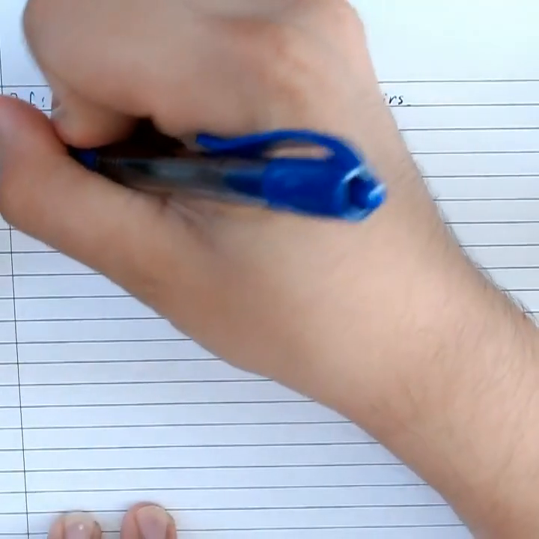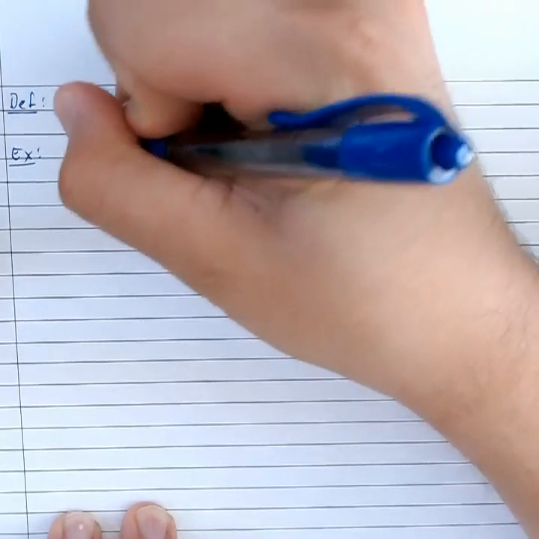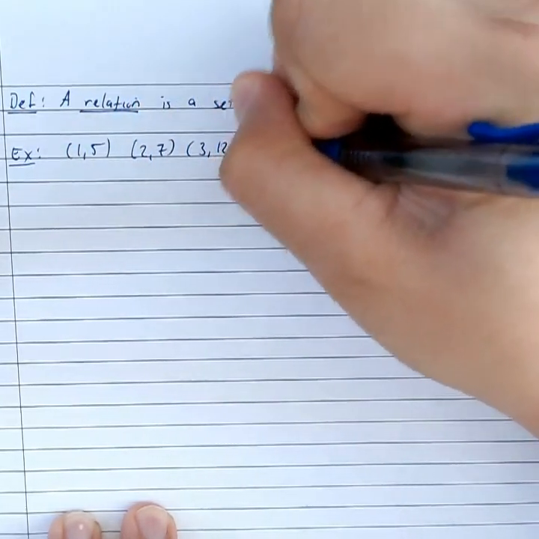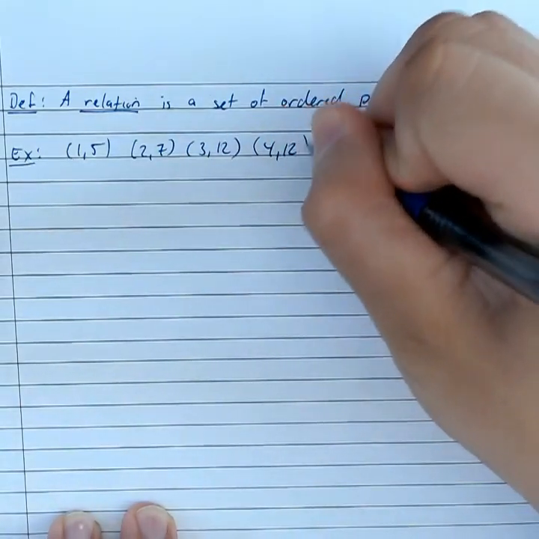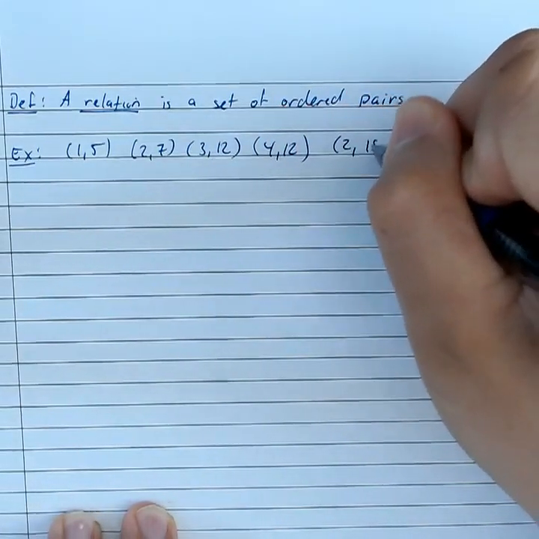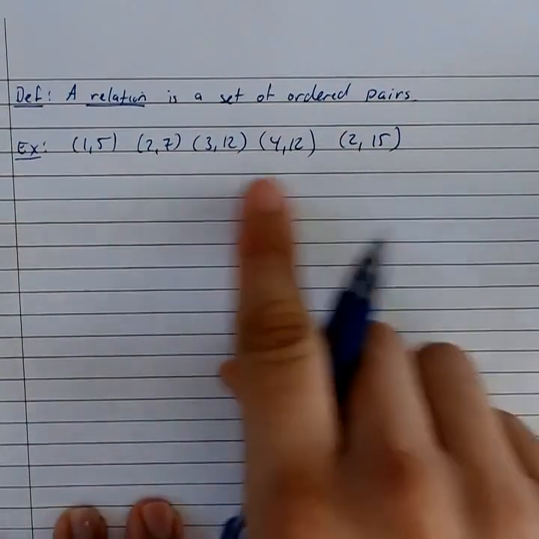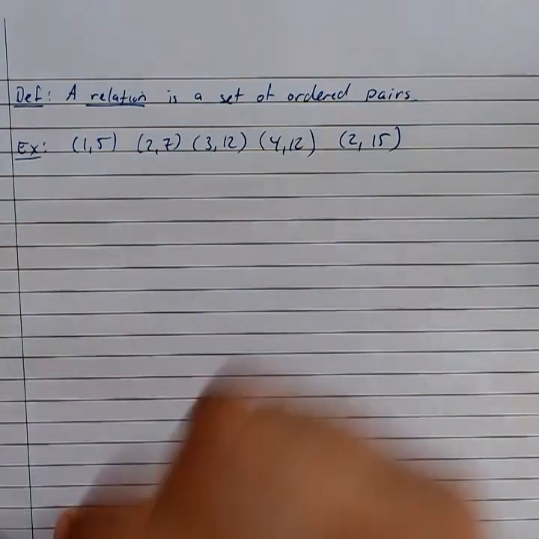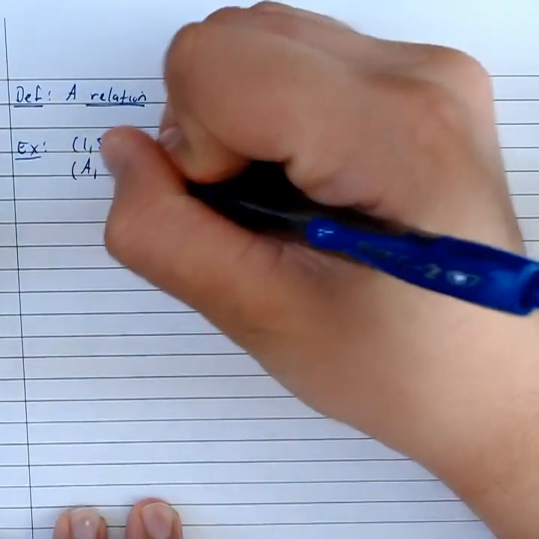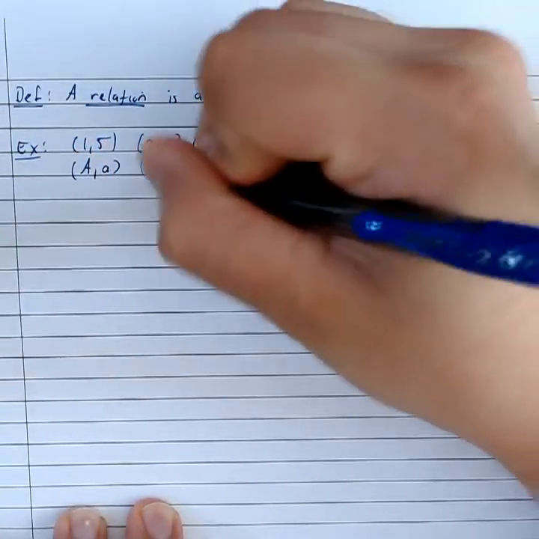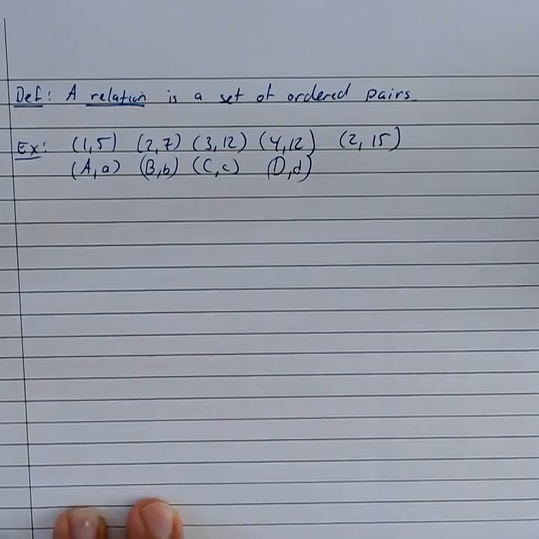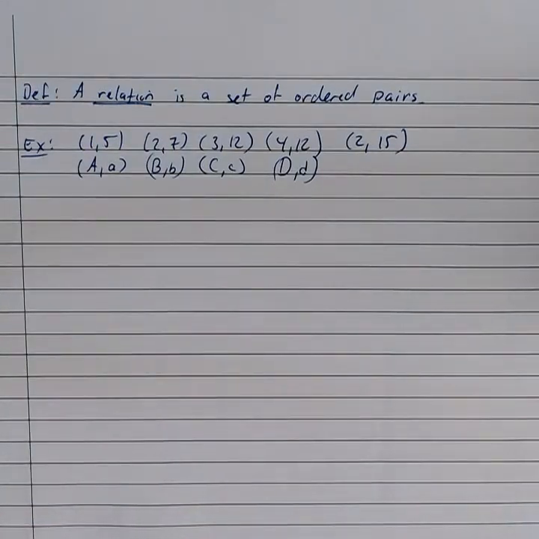So an example of a relation might be something like (1, 5), (2, 7), (3, 12), (4, 12), and (2, 15). There we go. That's a set of ordered pairs. I have 1, 2, 3, 4, 5 ordered pairs. So that's a relation. Now, incidentally, these ordered pairs don't have to contain numbers. We could have anything. We could say (A, A), (B, B), (C, C), and (D, D) like this. And that would also be a collection of ordered pairs. This is a relation. All right?